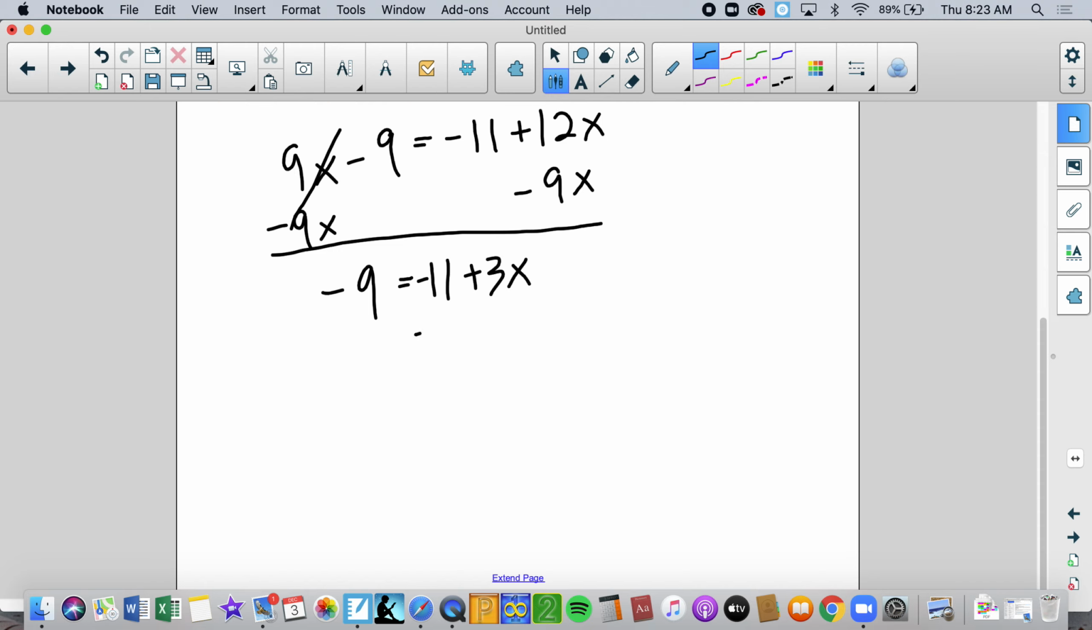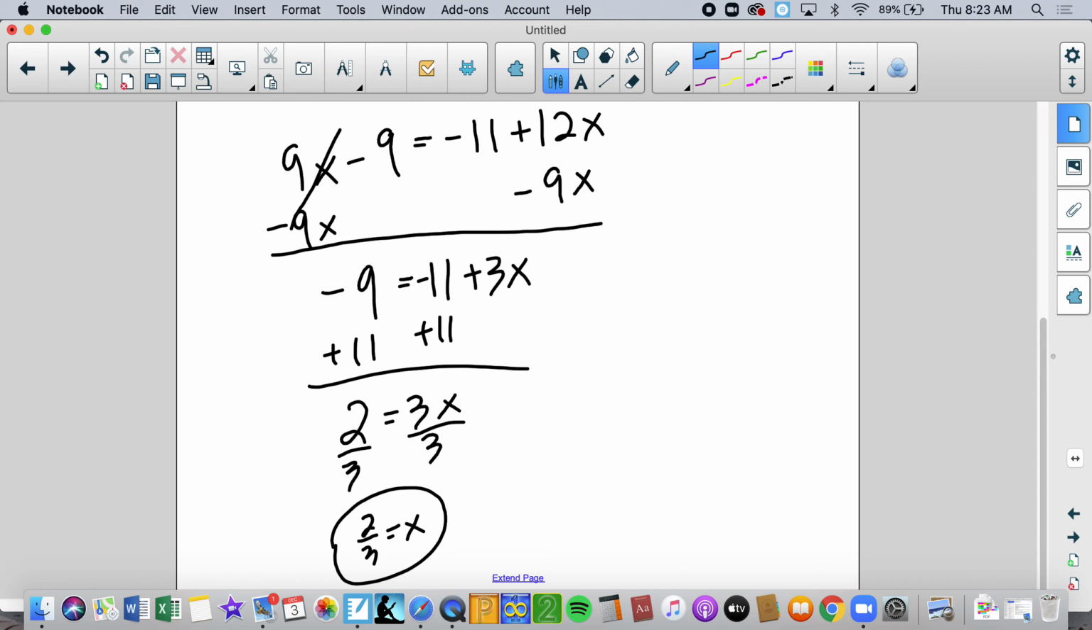Now I'm going to move the constant. If I move the variables to the right, my constants will move to the left. And that gives me 2 equals 3x. Divide by 3, divide by 3. 2/3 equals x.